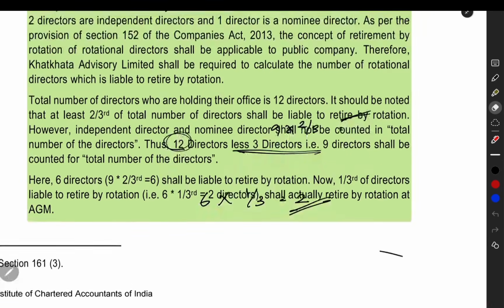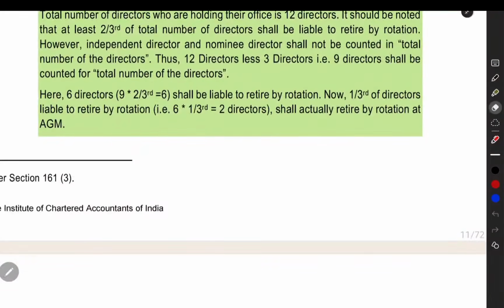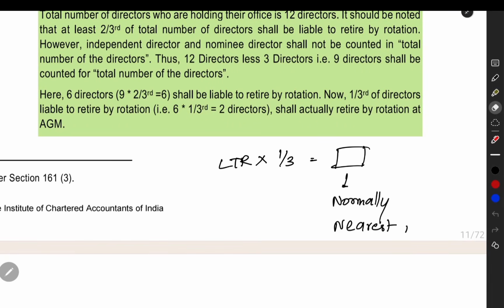Now you may have a doubt. If you get a fraction for those liable to retire by rotation, and then you multiply by 1/3, if you get a fractional number, what will you do? This will be normally rounded off. You should round off to the nearest number. So this is the normal rounding off. Normal rounding off will be done when you are multiplying by 1/3.